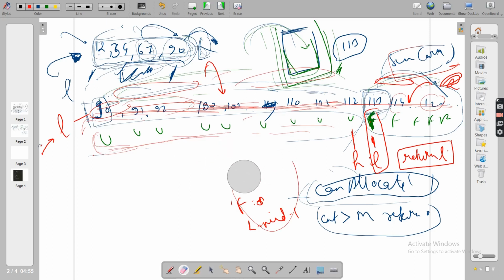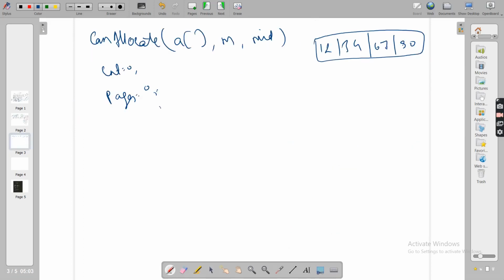Now let's see how we will write this canAllocate function. Okay, let me write it right here. The working of this canAllocate function, how will we write it? As I had already written previously, but let's see. You'll keep a count variable as 0, and let's keep a variable pages that the current student is getting. Obviously it will start with 0.